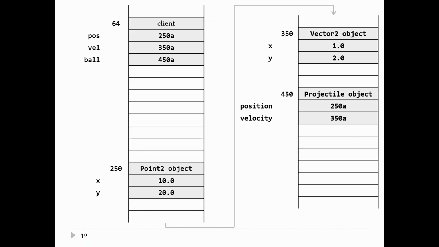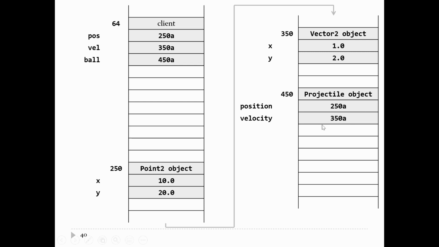So what's going on here? If you were to draw the memory diagram of making a bouncing ball, the caller has a point object called POS, that's the position, and they have a vector called VEL. Their point object is at address 250, so there it is. Apparently the position of the ball is 10, 20, their vector is 1, 2, and we've made a projectile object, and that's right here.